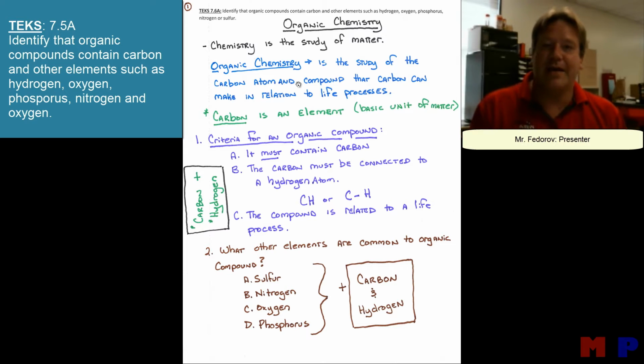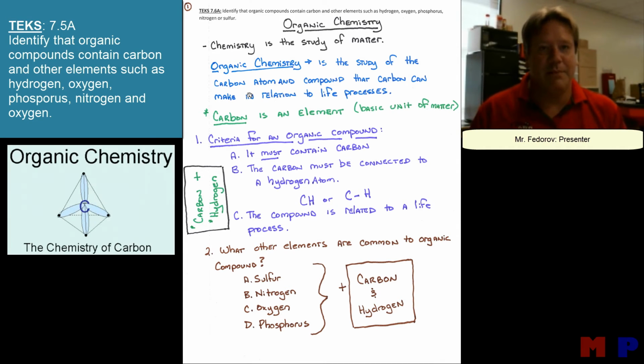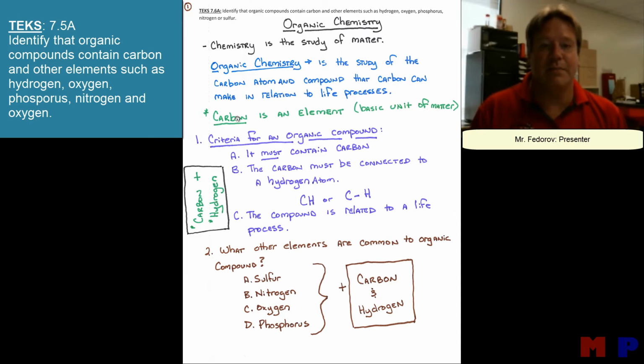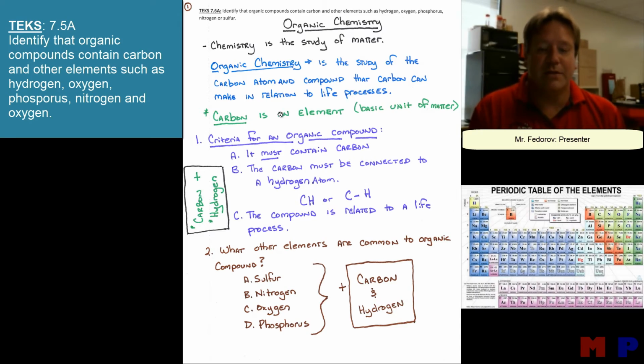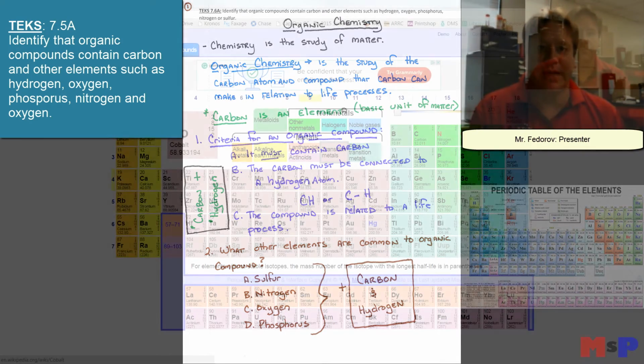Chemistry is really the study of how these different types of matter interact. Organic chemistry is the study of specifically the carbon atom and how that carbon atom relates to life. It's really the study of the carbon atom and the compounds that carbon can make in relation to life processes. So when we're talking about organic chemistry, we're leaning more towards life and the study of this carbon atom. And carbon is one of the elements on the periodic table. So let's take a look at the periodic table for a second.